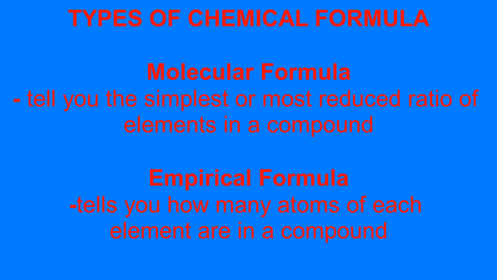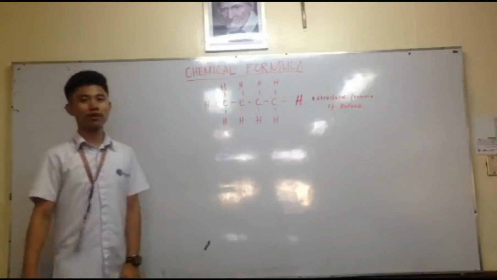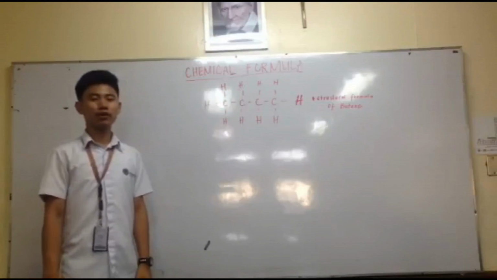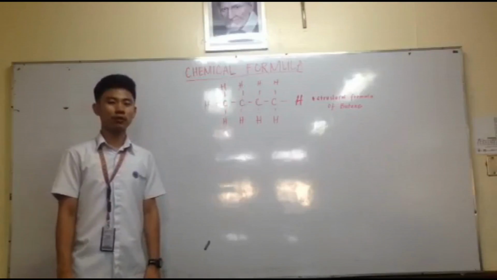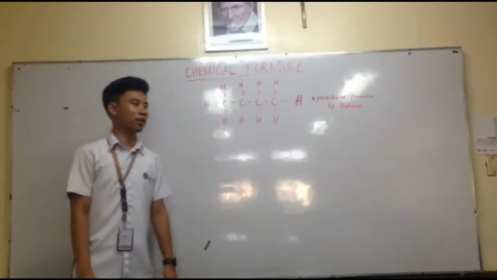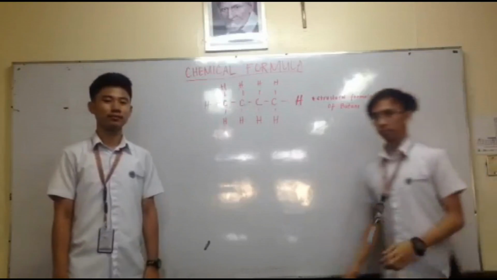One of the types of the chemical formula are the empirical and molecular formula. Empirical formula tells you the simplest or most reduced ratio of elements in a compound, and molecular formula tells you how many atoms of each element are in a compound. So here's the structural formula of butane, and we are going to use it to find the molecular formula that will be discussed by Mr. Baladad.